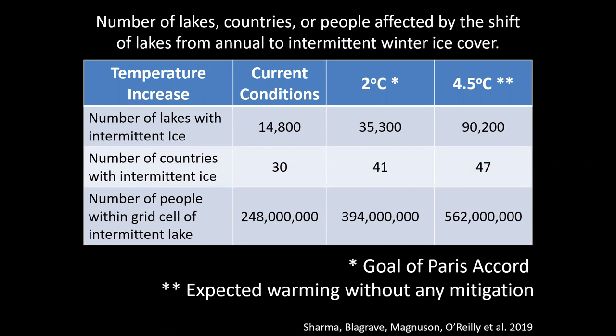That live in a grid cell. And if you go to 4.5, it gets worse and worse. Now, if you didn't care about ice, and I realize ice is not the same sort of variable as being able to raise agricultural crops and have water to drink and things of that nature, but we can expect significant changes that will occur if we don't do something with our climate. Next slide.